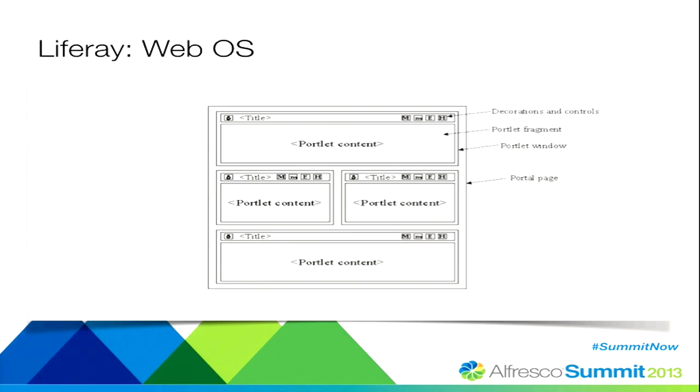And the way Liferay works is that mini application does not have to be a Java application. It could actually be a PHP app, sitting inside of a portlet, right next to a JSF app, which is a completely different web framework, right next to just a regular JSP app. And they can all coexist within this web OS, right? So you can see already that that's very different from Alfresco, right?